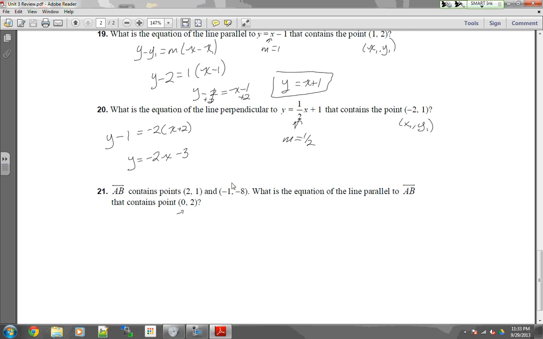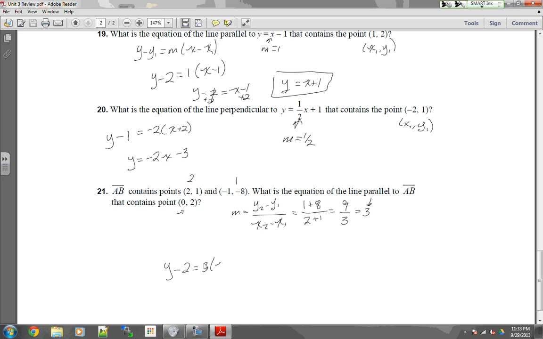Y2 is 1 minus -8, so plus 8, over 2 minus -1, which is 2 plus 1. 8 plus 1 is 9. 2 plus 1 is 3. 9 over 3 is 3. Since it's parallel, that means our slope is going to be 3 and contains this point. So y minus 2 equals 3 times x minus 0. So y minus 2 equals 3x. Add the 2 to both sides. So the equation of our line is y equals 3x plus 2.